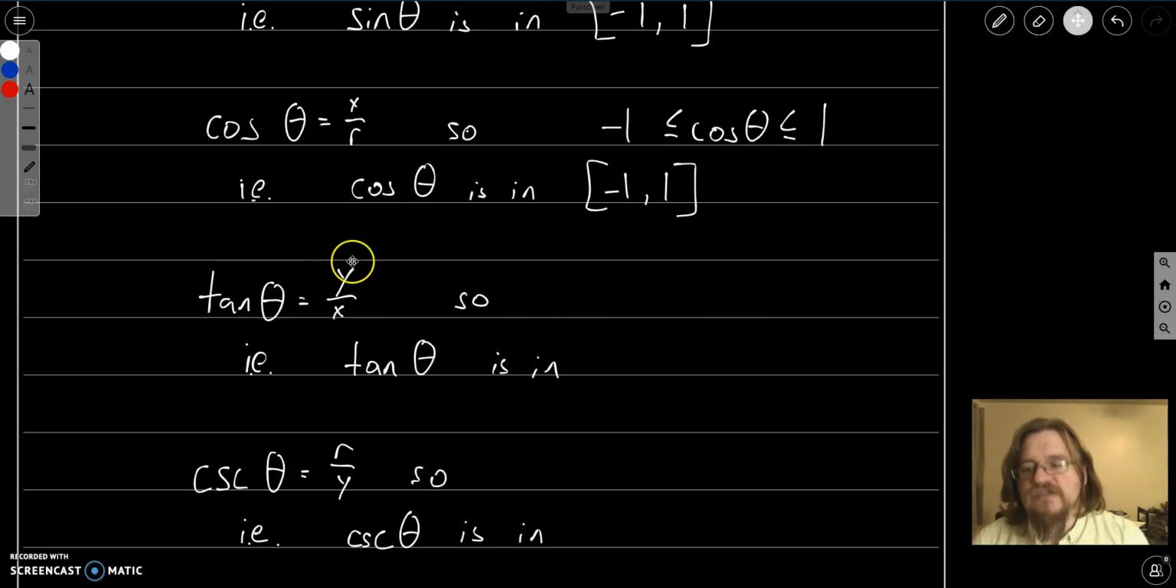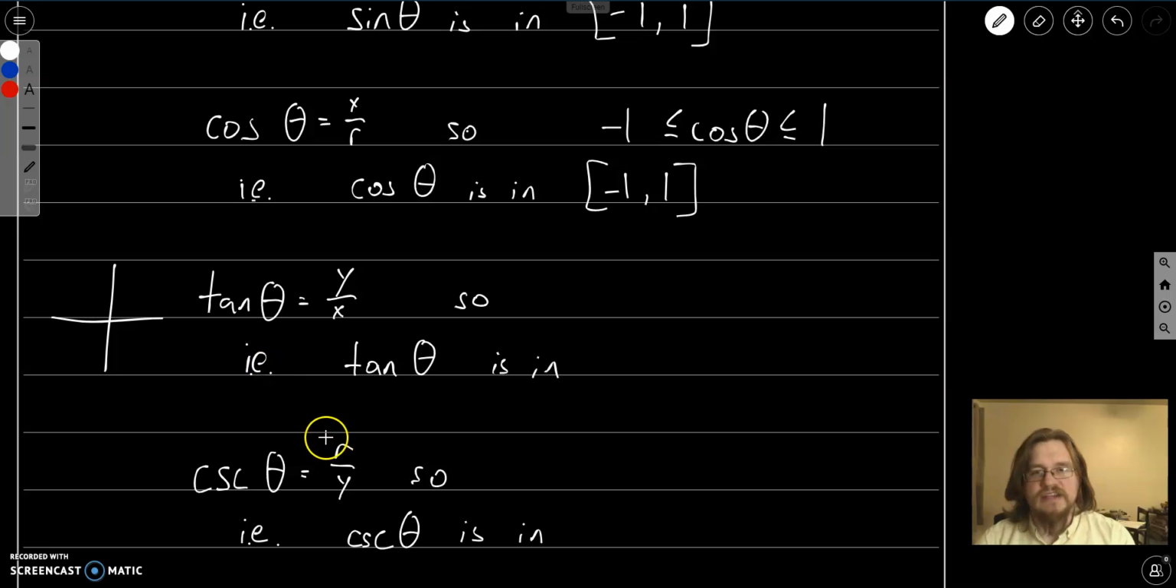The tangent is going to be y divided by x, but if we think about what y and x can be, well, literally anything that we want. You could pick any point in the plane. So if there's no restrictions on what y and x can be, that means that I can make any fraction I want. This has no restrictions.